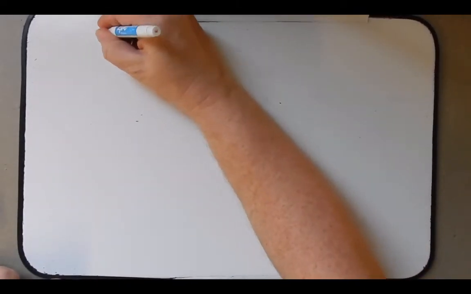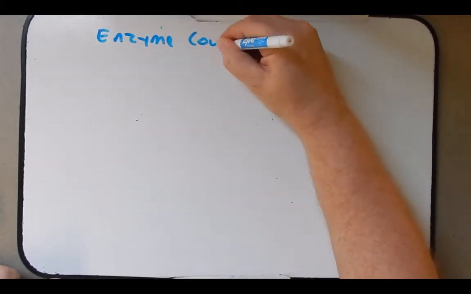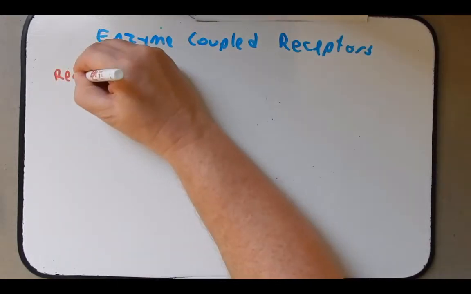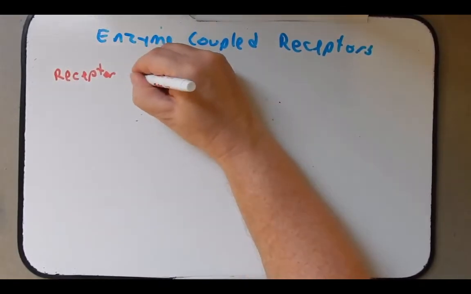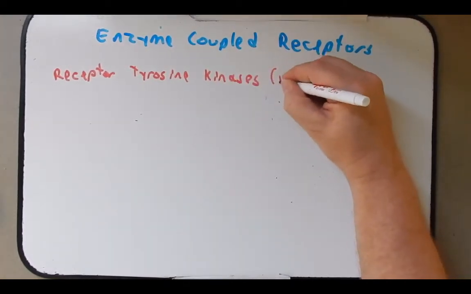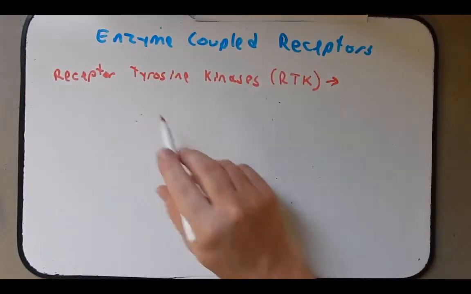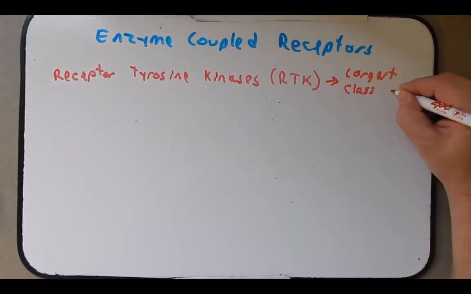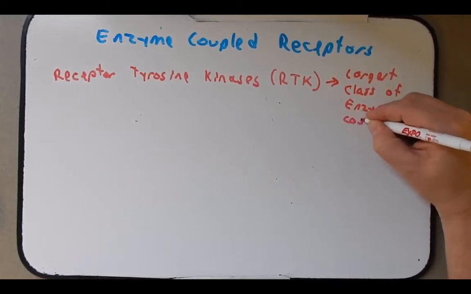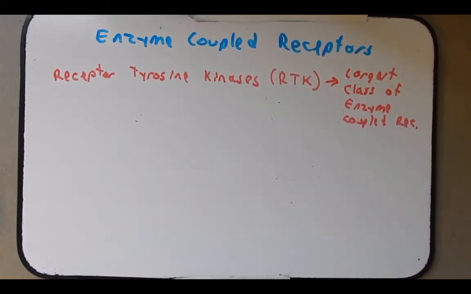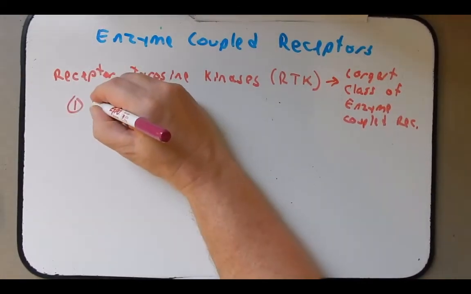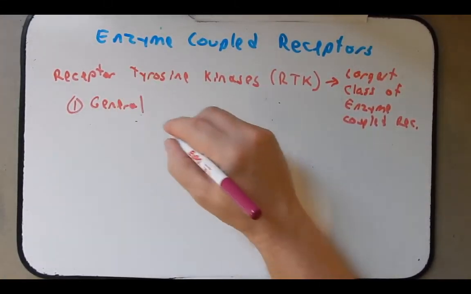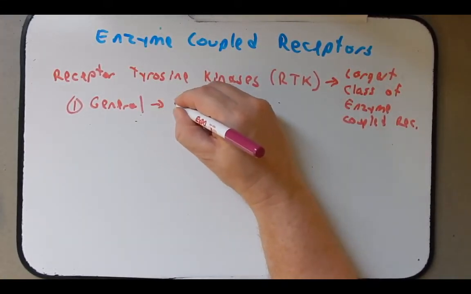In this podcast, we're going to talk about enzyme-coupled receptors. And we're going to focus almost entirely on receptor tyrosine kinases, which we'll abbreviate as RTK. The reason we're going to focus on the RTKs is because they are the largest class of these enzyme-coupled receptors. Over the next several minutes, we're going to talk about some general features of receptor tyrosine kinases and how they are activated.